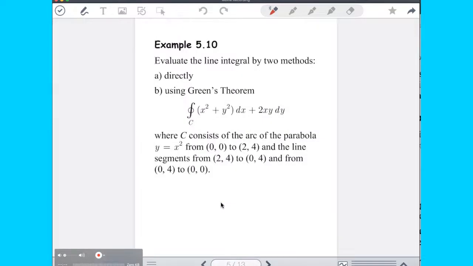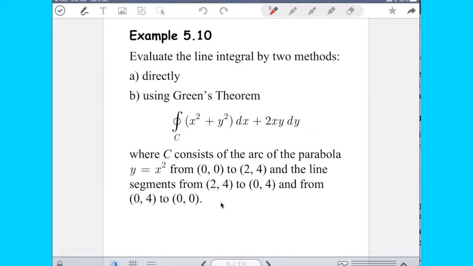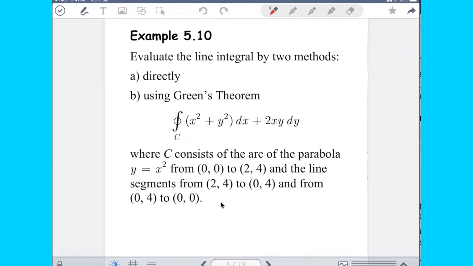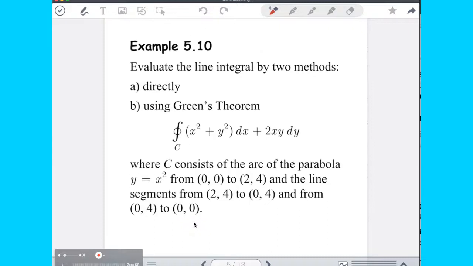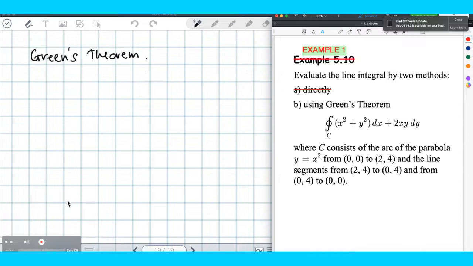Okay, so now look at the example. Maybe for Green's theorem I put this as example 1. We want to evaluate the line integral, just look at part B, using Green's theorem. That one is already in the f dot dr form. So this is example 1.